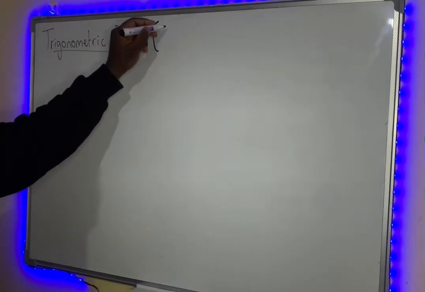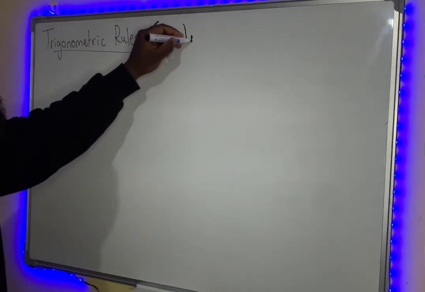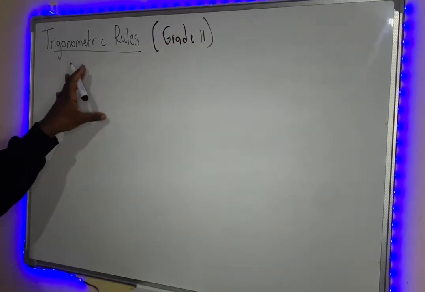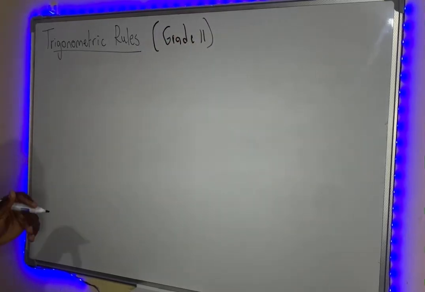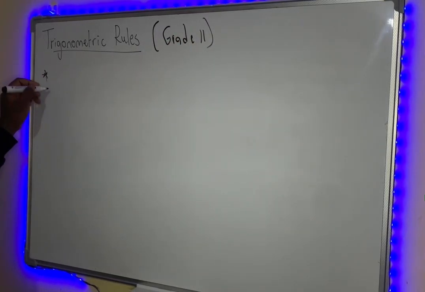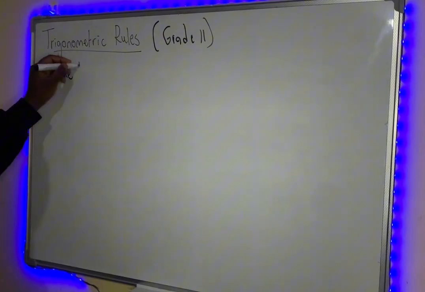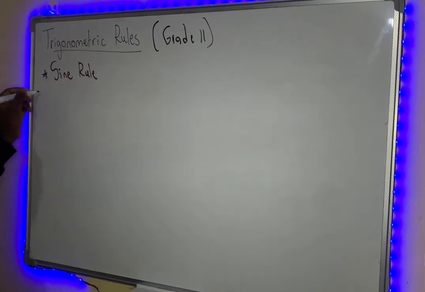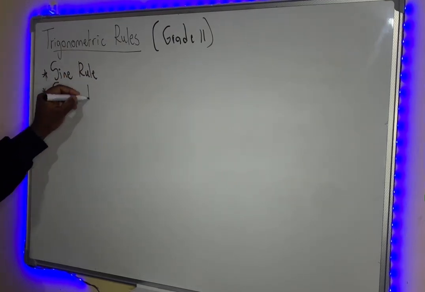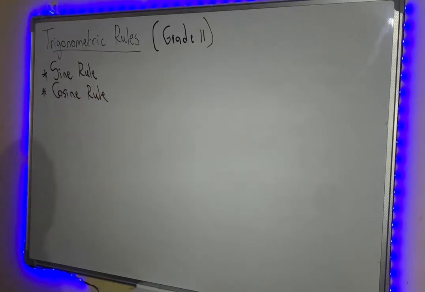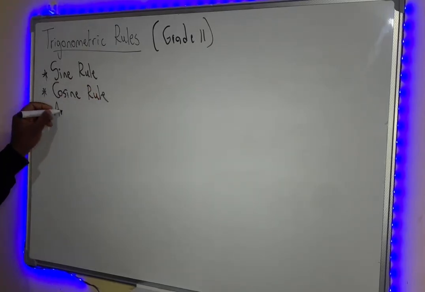So this is going to be grade 11. So I'll show you those trigonometric rules that we're supposed to attend to. The first trigonometric rule is going to be the sine rule. Then the second trigonometric rule will be the cosine rule. Then from the cosine rule, we'll have the last trigonometric ratio, which is the area rule.